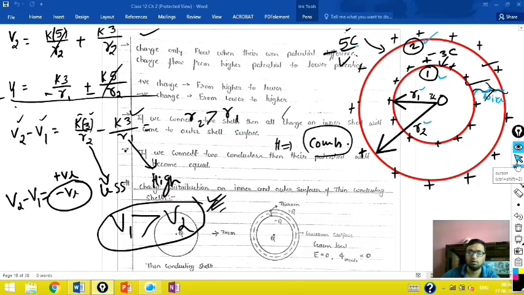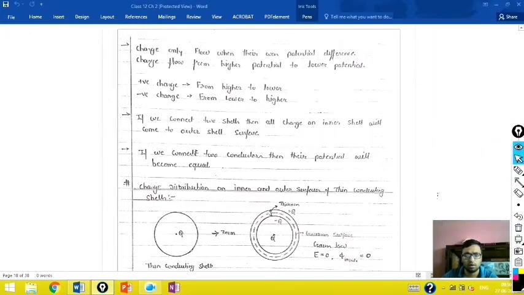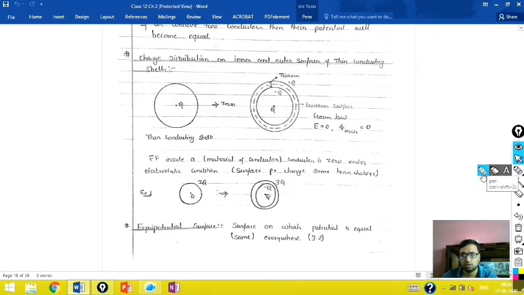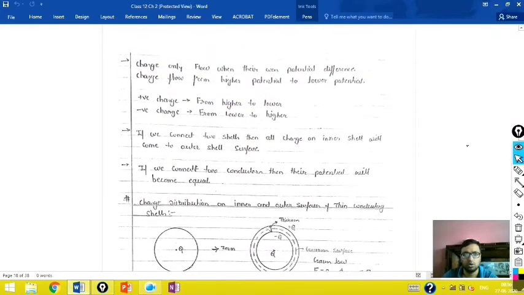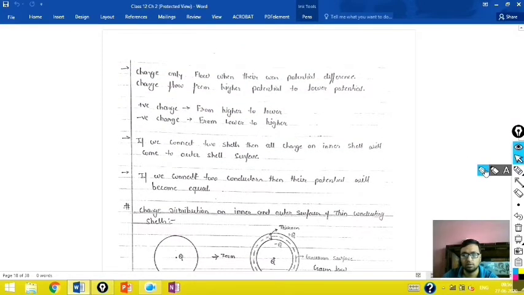Now we will move to the next topic. So conclusions are given over here. You can say these are the results of those questions we have just solved, that till here we have done.